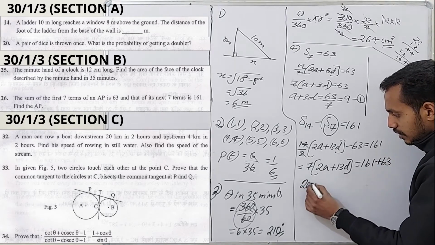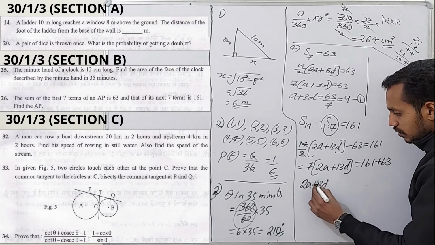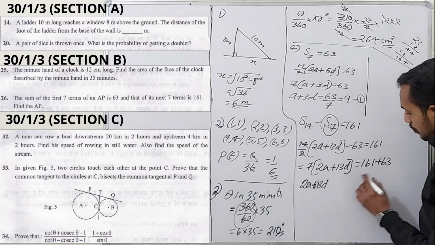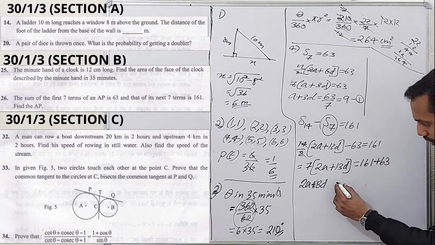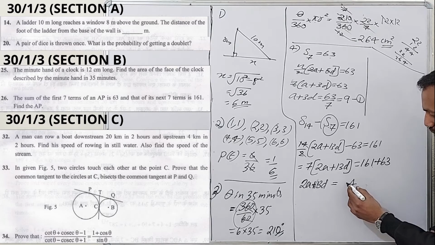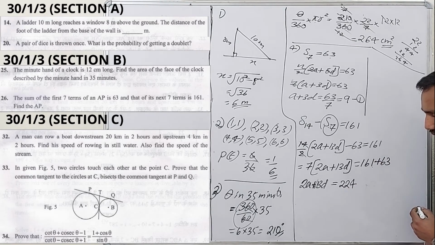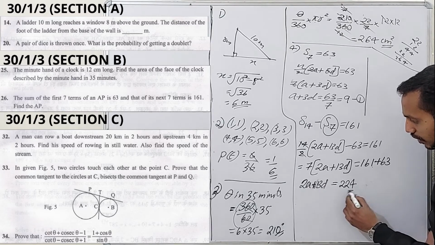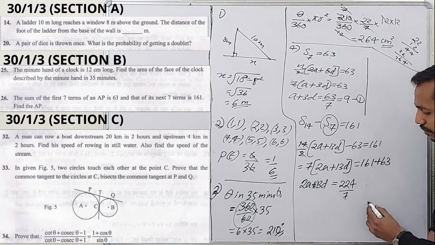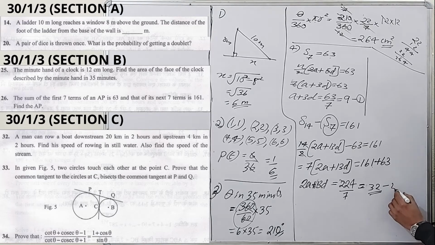Then 2a plus 13d is equal to, let's add this one, what will you get here? 1 plus 3 is 4, 6 plus 6 is 12, so 224, right? Divided by this 7, we are taking divided by 7, which is equal to 224 by 7 is 32. Equation number 2.